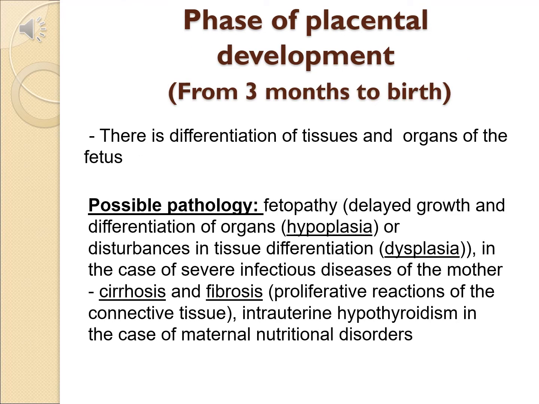Next is the phase of placental development, which lasts from 3 months to birth. In this phase, differentiation of tissues and organs of the fetus takes place. Possible pathologies in this period are fetopathies, which mean delayed growth and differentiation of organs, or dysplasia, cirrhosis, fibrosis, intrauterine malnutrition, and so on.